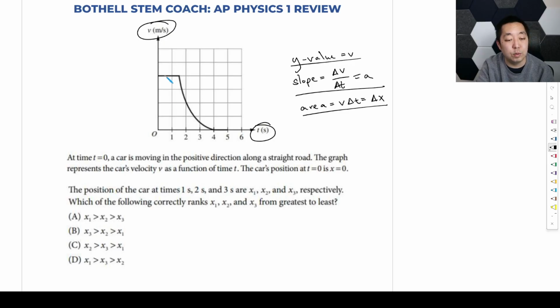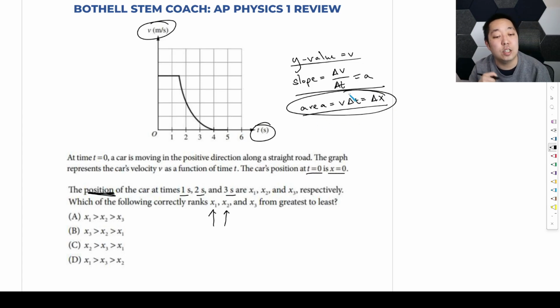So at time t equals 0, it's moving in the positive direction on a straight road. The graph represents the car's velocity as a function of time. The car's position at t equals 0 is x equals 0. The positions of the car at times 1 second, 2 seconds, 3 seconds are x1, x2, x3 respectively, which correctly ranks their position, that's the position, not the displacement, from greatest to least. Okay, so the area is going to give us the change in the position.